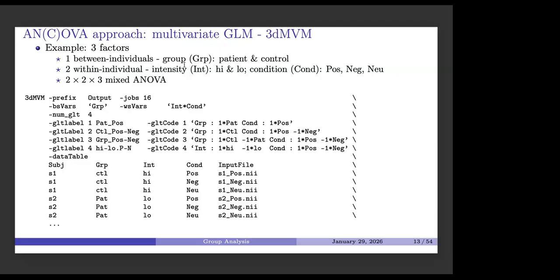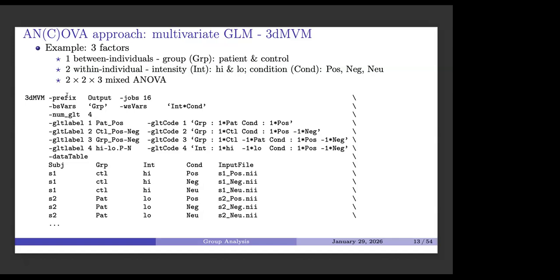The mixed means we have two types of factors. We have one between-individual factor, then we have two within. So it's a mixture of both between and within factors. That's the phrase we sometimes use to describe the structure. So it's an ANOVA with three factors and mixed types of factors.